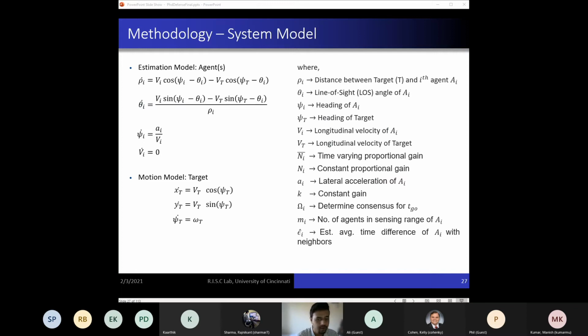The estimation model shown here is developed in a polar coordinate system, where rho is the distance between the agent and the target, theta is the line of sight or LOS angle, and psi is the heading angle. We can see that the rate of change of heading, psi dot, is influenced by the lateral acceleration component A. And we can also see that we are assuming a constant forward velocity, so V dot is equal to 0. By the definition of the PN guidance algorithm, the rate of change of line of sight, or theta dot, is equal to 0 and will remain 0 only when the agent reaches the target location. The target model is assumed to be a simple 2D model.